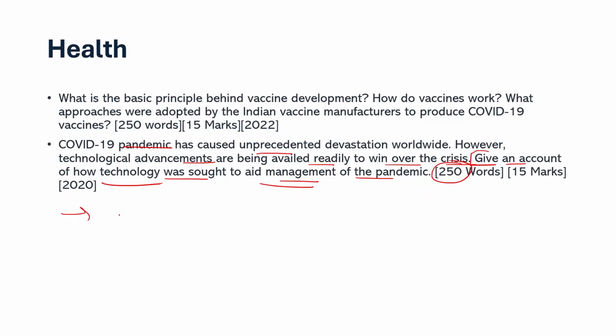So how will you structure it? First you can write introduction, right? Then you can write about, if you want, you can write about impact of pandemic also, but it's not necessary. But if you want, you can write about impact of pandemic, right?